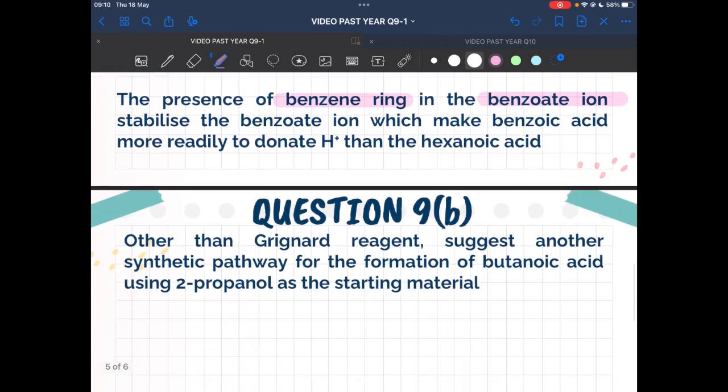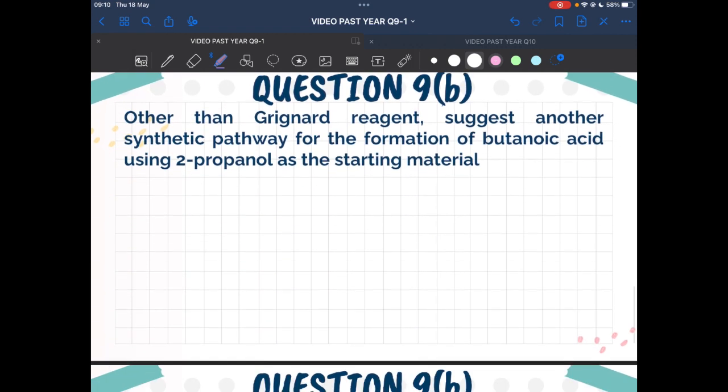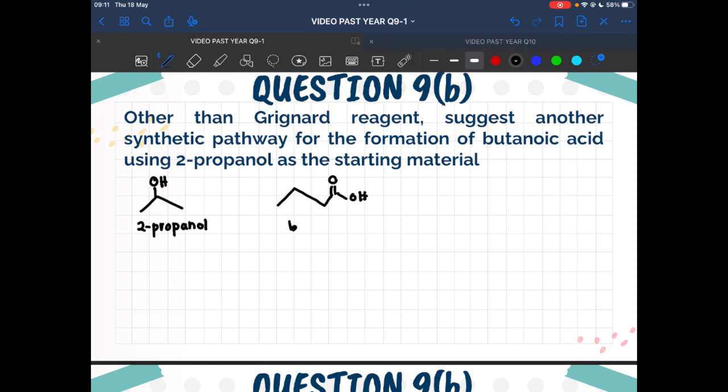Okay, so we proceed to question 9b. Question 9b states that other than Grignard reagent, suggest another synthetic pathway for the formation of butanoic acid by using 2-propanol. So in order to answer this kind of question, you need to draw the structure first. The structure of 2-propanol is an alcohol with 3 carbon and the OH is located at carbon number 2. Butanoic acid is a carboxylic acid with 4 carbon, and the carboxyl will be located at the terminal carbon. So this is the structure of butanoic acid.